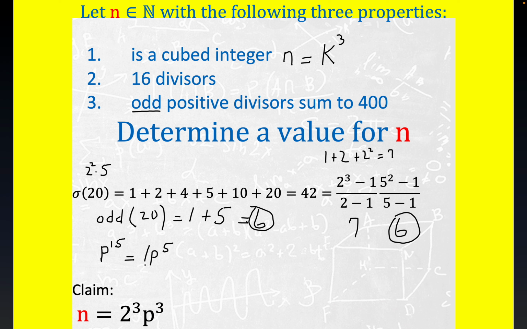So you might think, what about that? Again, you got the 16 divisors taken care of, and you have the fact that it's a cubed integer. But it fails miserably on the sum of the odd divisors. Let me write it down like this. Let me erase that.